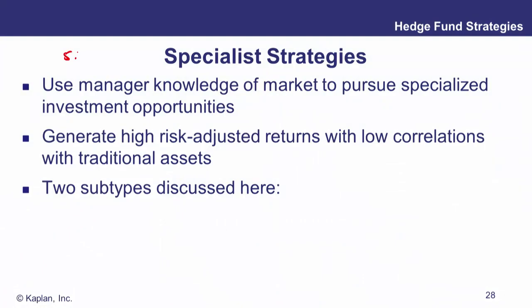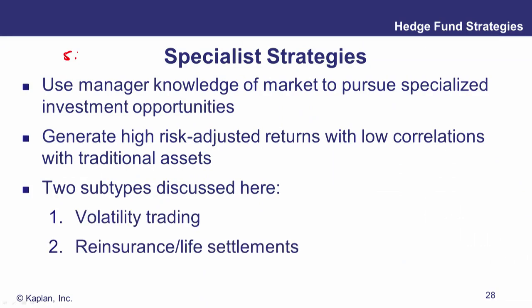Okay, 5 out of 6. The end is in sight. Okay, the fifth of our 6 types of strategies is specialist strategies. So a bit different to the opportunistic one. We're going to be looking at a couple of very specific types of strategies here. We're going to look at 2 subtypes. I'll just reveal them right now. We'll look at volatility trading and then reinsurance or life insurance settlements.